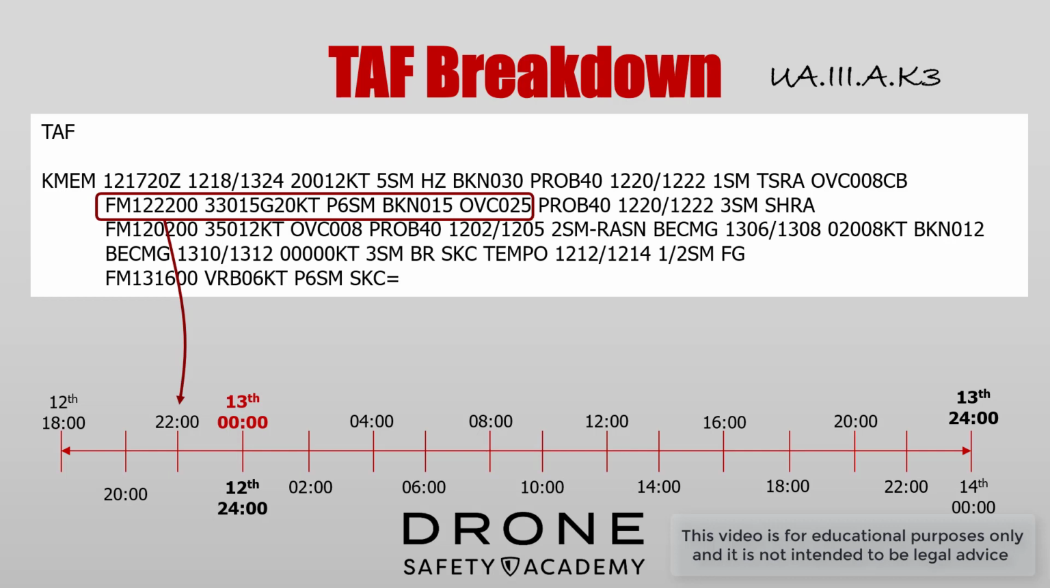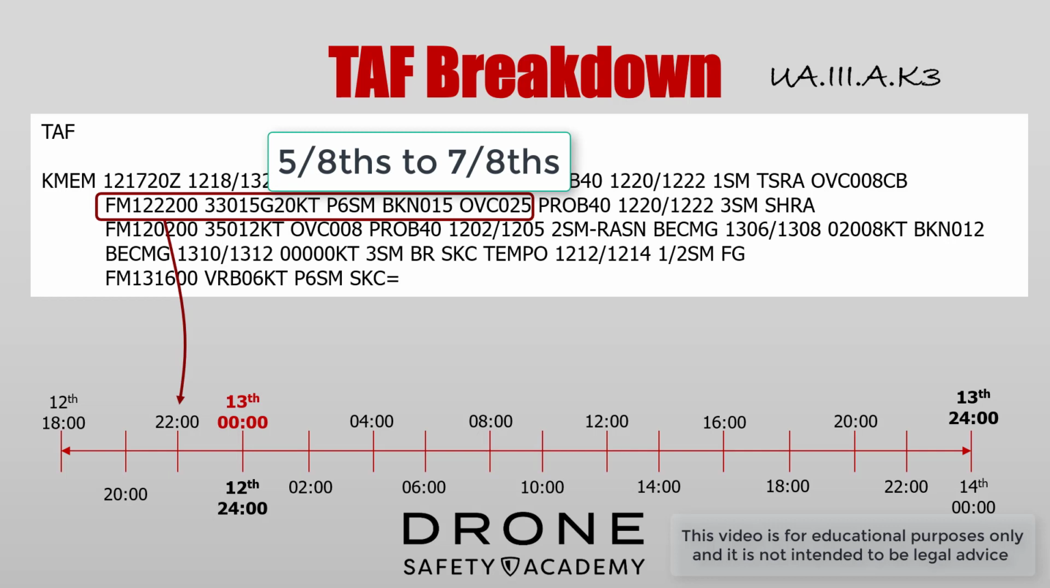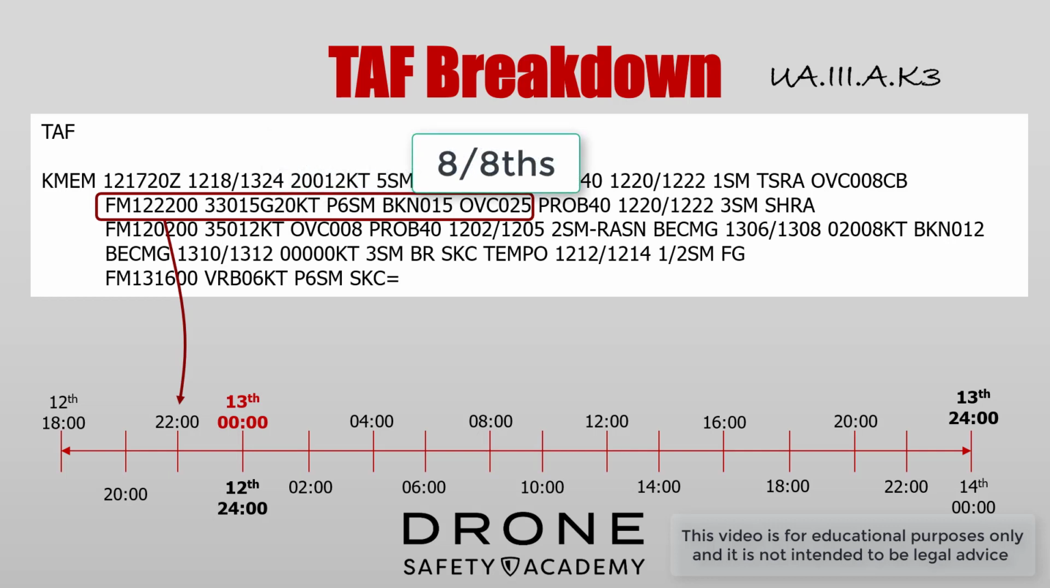This FM group forecast starts on the 12th day of the month at 2200 hours, 0 minutes after the hour. Wind direction is 330 degrees and wind speed is 15 knots with gusts up to 20 knots. Visibility is greater than 6 statute miles. Sky conditions are reported as broken at 1500 feet and overcast at 2500 feet.